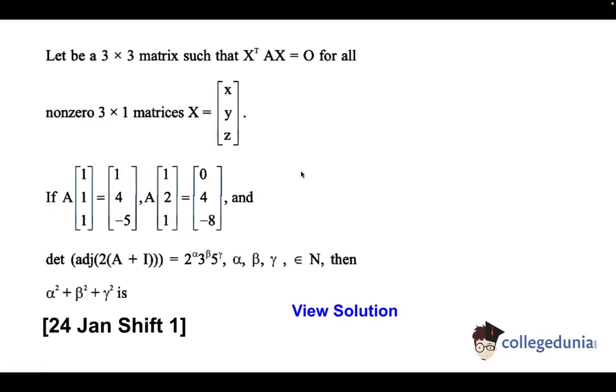Here we are given a 3 cross 3 matrix such that the condition X transpose AX is equal to O for all non-zero 3 cross 1 matrix X, and the matrix A is given. You need to calculate the value of alpha square plus beta square plus gamma square. This question came on 24th Jan shift 1.